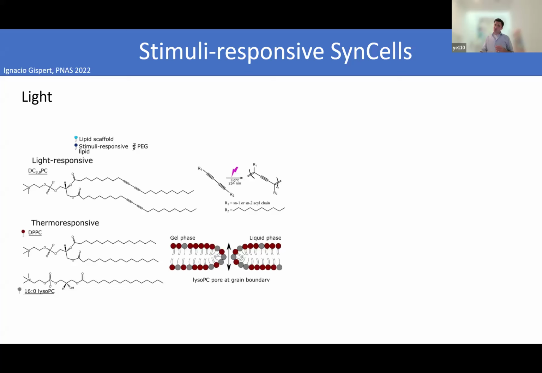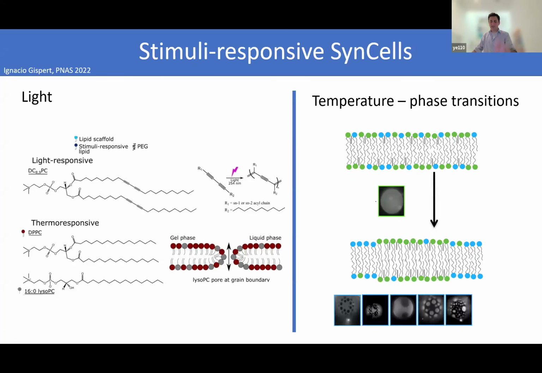We apply the same sort of tricks. You can get light activated synthetic cells by working with photopolymerizable lipids. So these are lipids which, when you hit them with light, these triple bonds here polymerize. They scrunch up to form a grain boundary. And that's how you have light responsive organelles and temperature responsive organelles. Similar to what I said before, you take a membrane through a phase transition, which you can see on a microscope sometimes, and you can activate a process within.